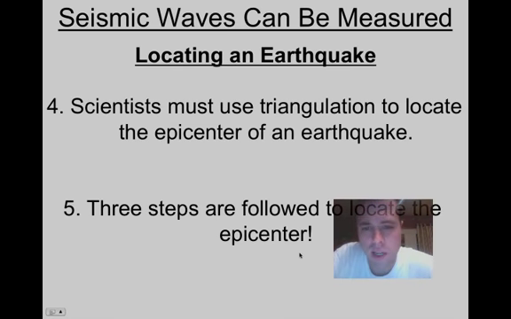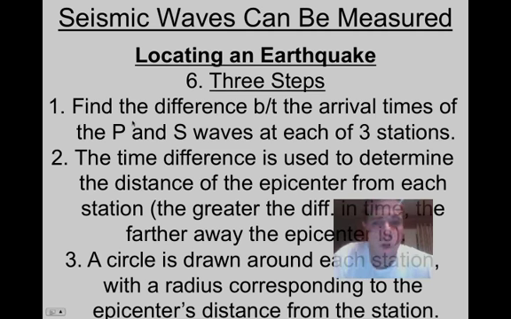To locate an earthquake, scientists use something called triangulation. Tri means 3, right? So 3 steps are followed to locate the epicenter of an earthquake. 1. Find the difference between the arrival times of a P and an S wave at 3 stations. Each of the 3 stations has to do this. The time difference is used to determine the distance to the epicenter from each station. The greater the difference in time, the further away the epicenter is from my station. A circle is then drawn around each station with a radius corresponding to the epicenter's distance from the station.